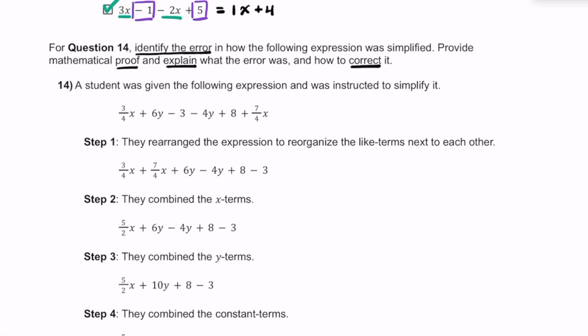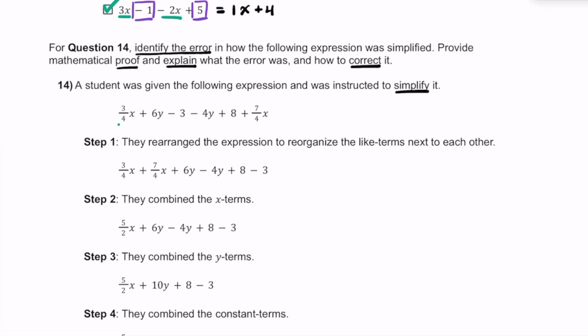All right, so a student was given the following expression and was instructed to simplify it. So, sorry, I should say simplify. So here's the original expression right over here. Okay, let's follow the steps that they went here. So for step 1, they rearranged the expression to reorganize the like terms next to each other. So let's see, is that what they did?